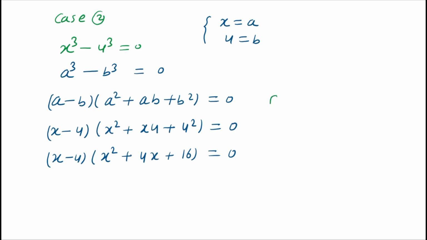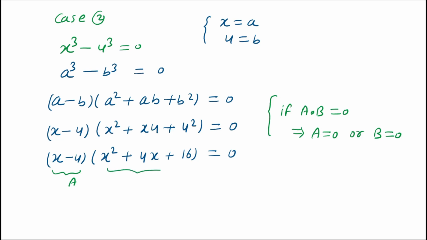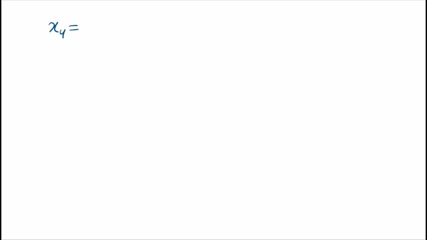Here we will apply this rule. If a into b is equal to 0, this implies a is equal to 0 or b is equal to 0. If we apply this rule, this expression is a and this expression is b. Then you can say x minus 4 is equal to 0, or x square plus 4x plus 16 is equal to 0. Here the value of x is equal to 4. This is the fourth solution, x4, equal to 4.